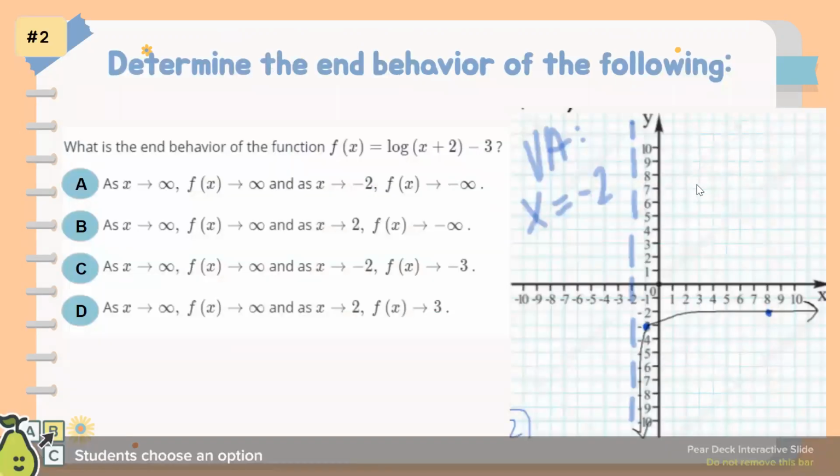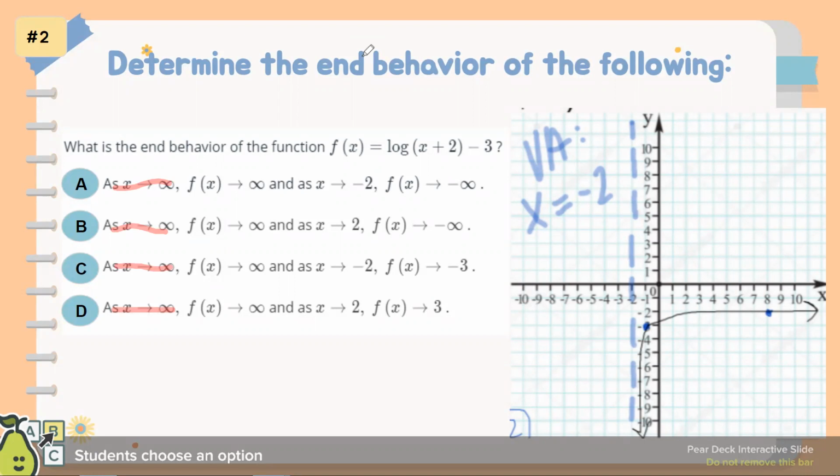Now the purpose for this is because we've got to determine the end behavior of this function, and you're not going to be given a graph. So you're going to need to know how to graph a log function just like this. And we can determine the end behavior on the left and the right. If we're looking at the multiple choice options, you'll notice that it says as x approaches infinity first.